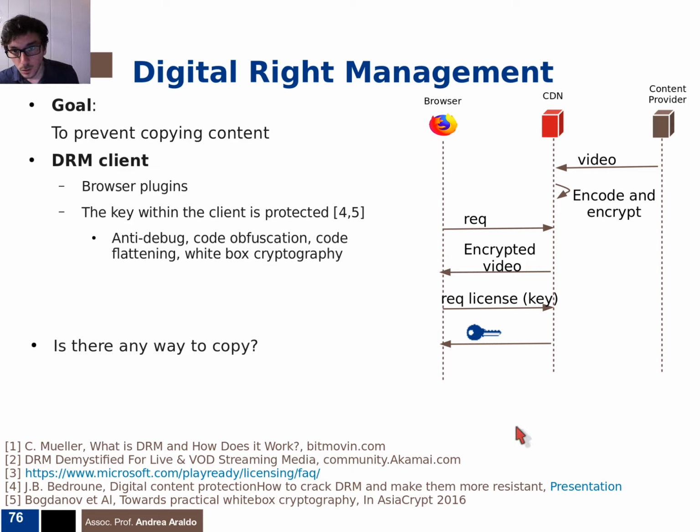So how does it work? It is quite complicated, so I will not enter into the details. I'm not an expert in this. But the concept is that usually content providers don't deal with DRM themselves. They just give the video to the CDN, and it's the CDN which offers DRM services. So the CDN will encode and encrypt the video. Then if you want to watch a video that is protected by DRM, you need a browser and you need a specific plugin in your browser.